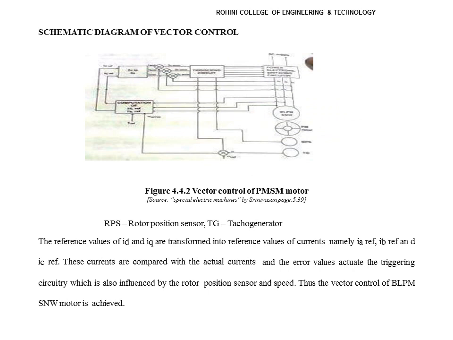The reference values of Id and Iq are transformed into reference values of current, namely Ia, Ib and Ic. These currents are compared with actual currents. The error values actuate the triggering circuit, which is also influenced by the rotor position sensor and the speed. Thus, the vector control of the field oriented motor is achieved.